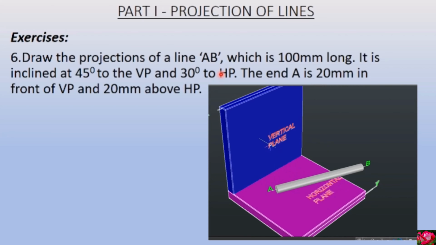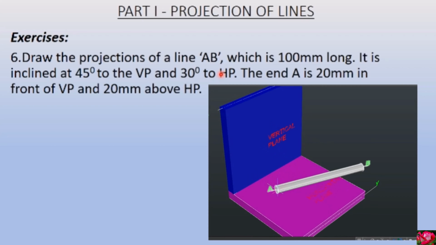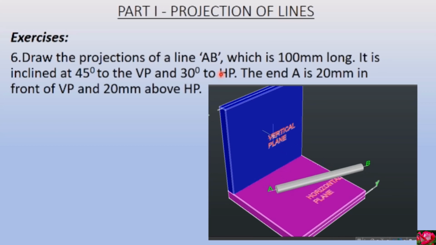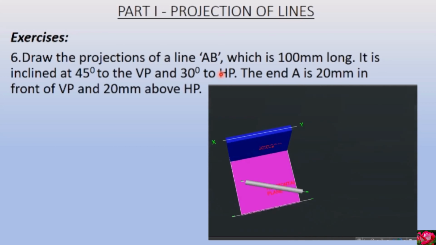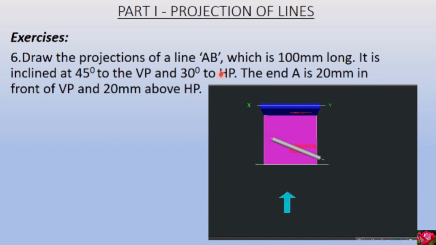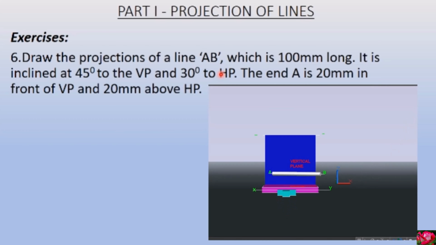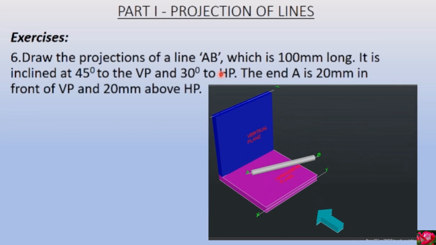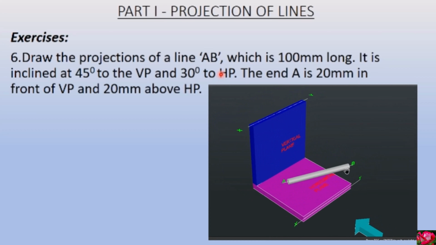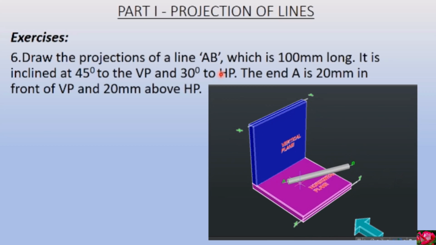And this is the position from the previous question, question number 5. The line was inclined to the vertical plane, that is why it is somewhat inclined to this vertical plane, and it is parallel to the horizontal plane. We have seen its top view and front view. But here for this question, that is question number 6, we have inclination with respect to both the planes. So first I will make some more inclination with respect to the vertical plane.